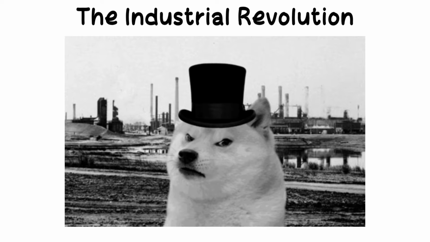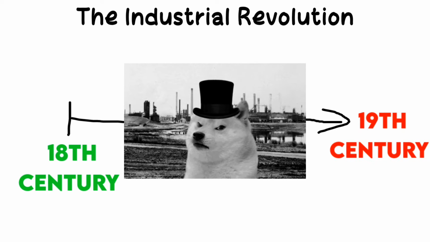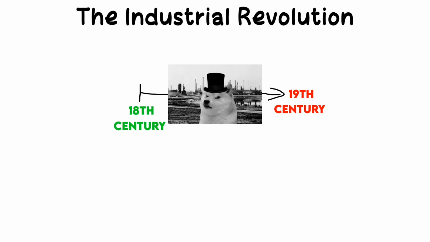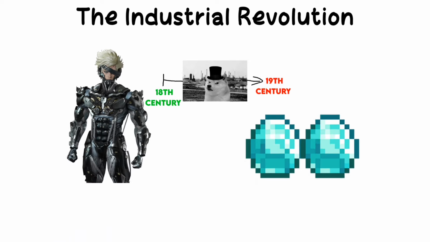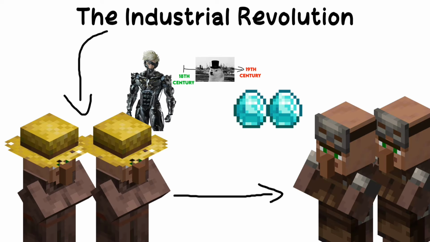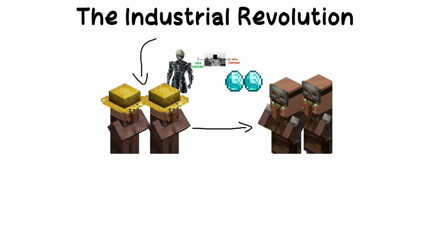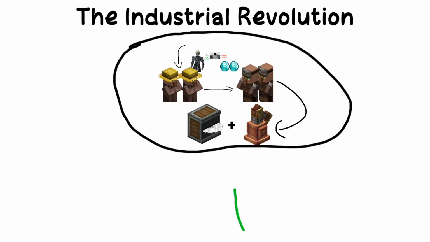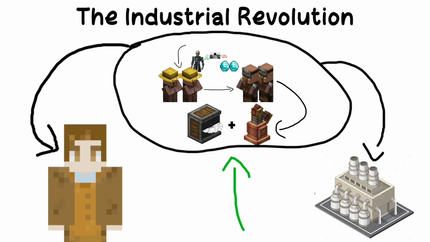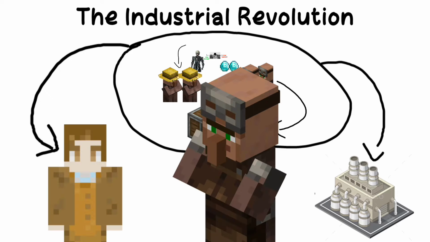The Industrial Revolution. The Industrial Revolution, occurring from the late 18th to mid-19th century, was a period of significant technological and economic advancement. It marked the shift from agrarian to industrial societies, driven by innovations like the steam engine and mechanized production. This period saw the rise of factories, urbanization, and a new industrial working class shaping the modern world.